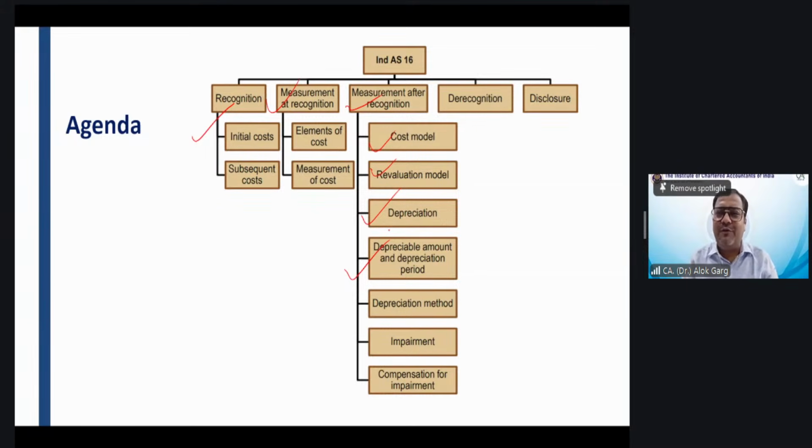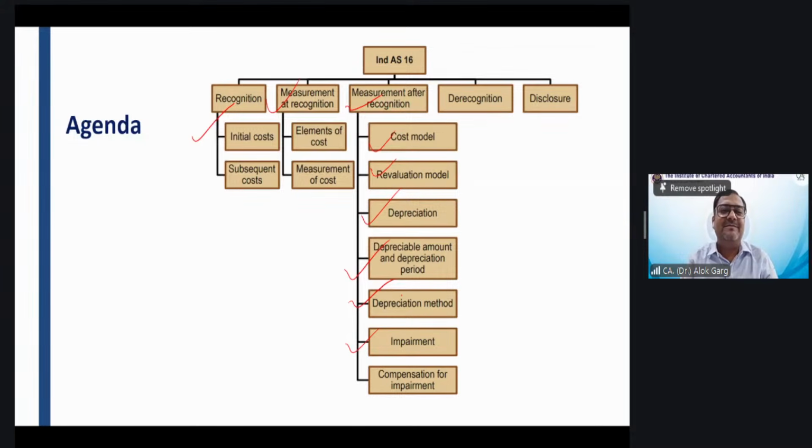Do you remember or you don't remember? Depreciable amount, depreciation period. Depreciation period is useful life, the estimated economic life in which the asset can be used. So depreciable amount, depreciation period, depreciation method, impairment. Have you heard about the word impairment? Accounting standard 28.